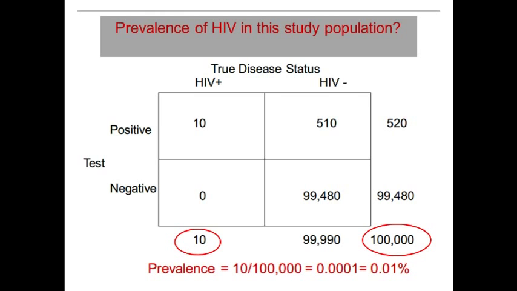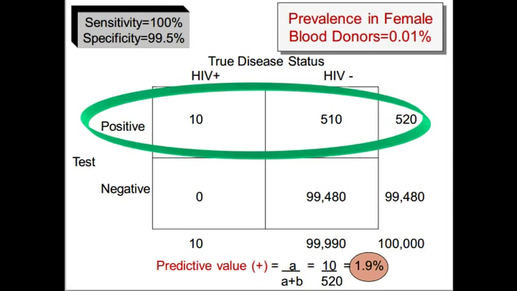Now, if you apply this to the same table for female blood donors, you will see that the positive predictive value is 1.9% for a test which is 100% sensitive and 99.5% specific, which is highly sensitive and highly specific.